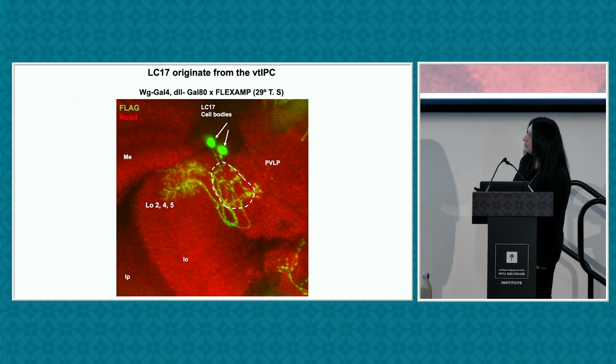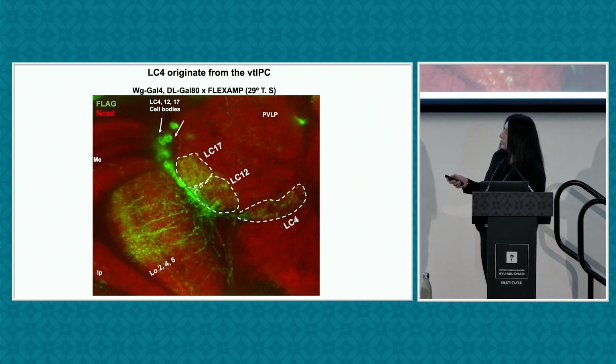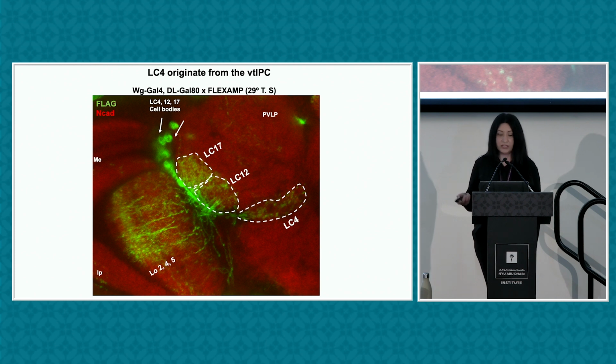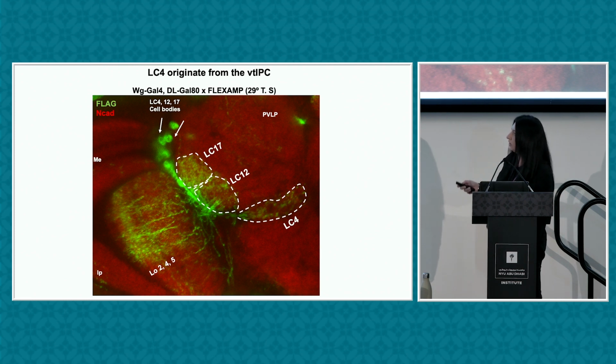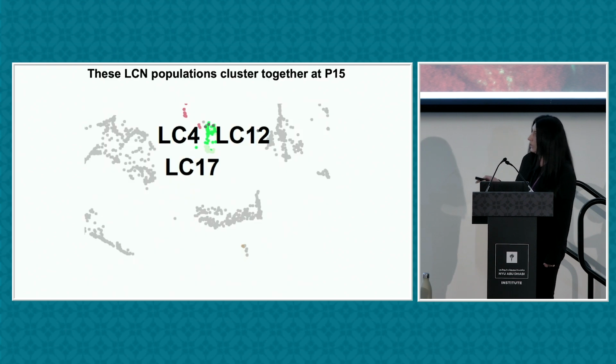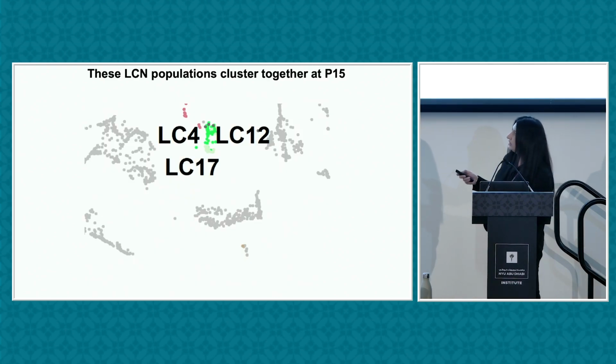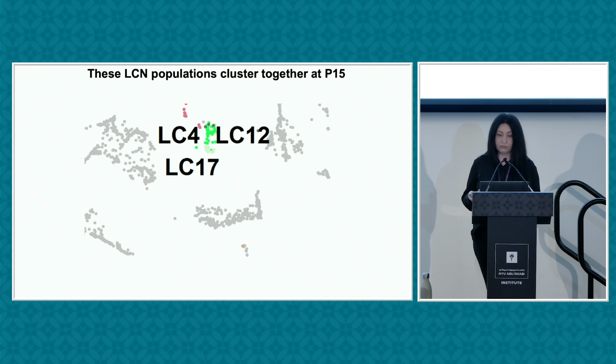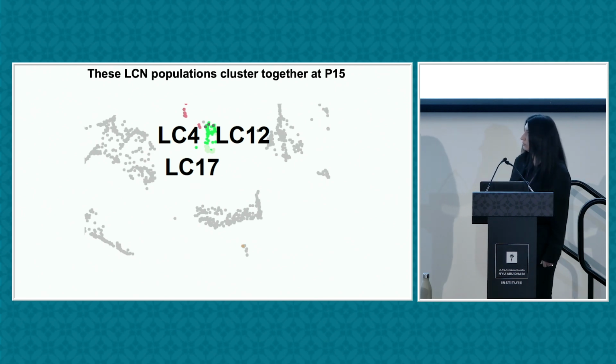Again, they project to distinct layers within the lobula and the central brain. And lastly, we also found another subtype of lobular columnar neuron, which are these LC4 neurons. And so you can see these LC4, 12, and 17, which seem to be coming from this ventral tip of the IPC. They all have neighboring optic glomeruli. And also, interestingly, when we looked at the transcriptome of LC4, 12, and 17, they also clustered together, which hinted to also the notion that they have a similar origin.